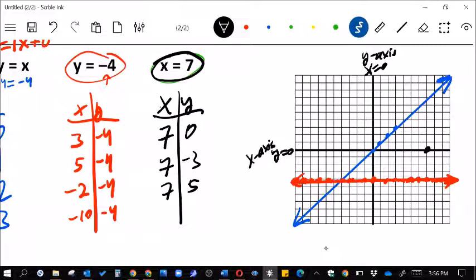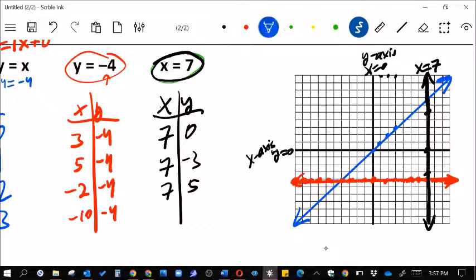But then for 7 and -3, this line here, this is x equals 0, this one's x equals 1, x equals 2, x equals 3. This one's the x equals 7 line. And so 7 and -3, 7 and 5, all of these, all the points along here. So we get a vertical line for it.